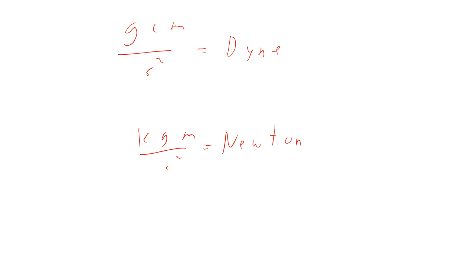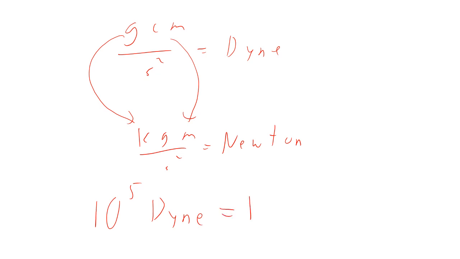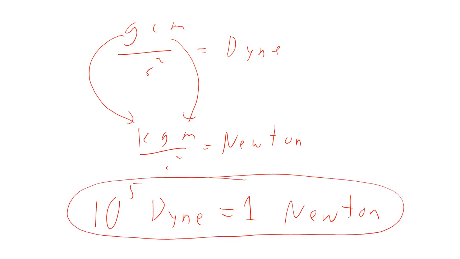Well, there are 1,000 grams in a kilogram. There's 100 centimeters in a meter. So that means there's 100,000 dynes in 1 Newton. So this is your conversion factor right there.